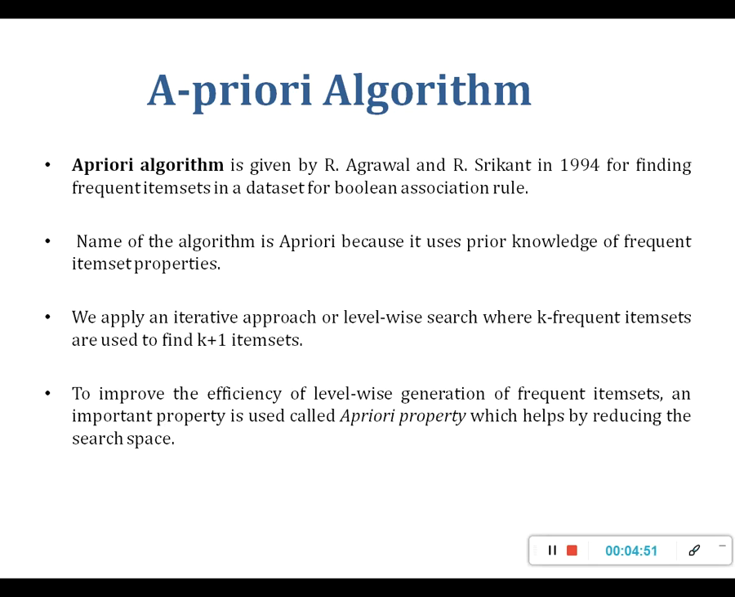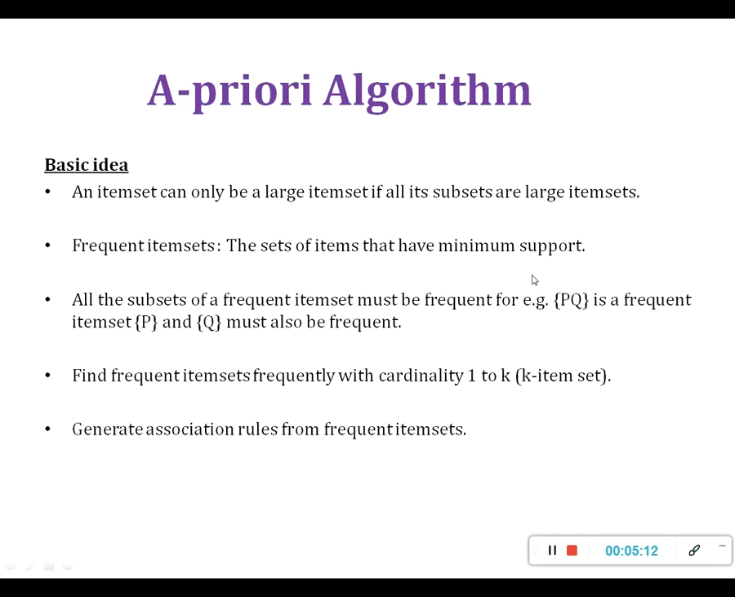So we have seen how to find the different frequent item sets and then closed item sets, but here are some properties we are using for finding such frequent item sets. So that property that we are going to use whenever we are moving level-wise in the generation of our frequent item sets is called the a priori property. So let's see what that property is exactly.